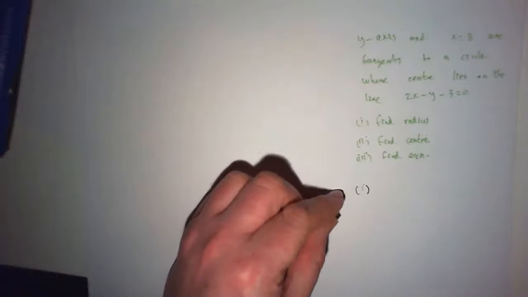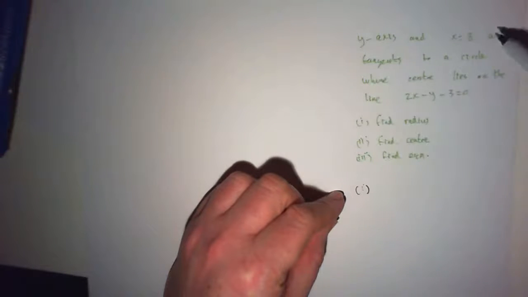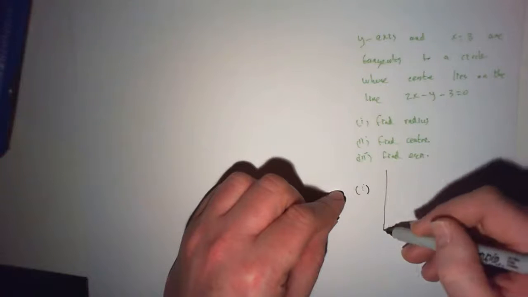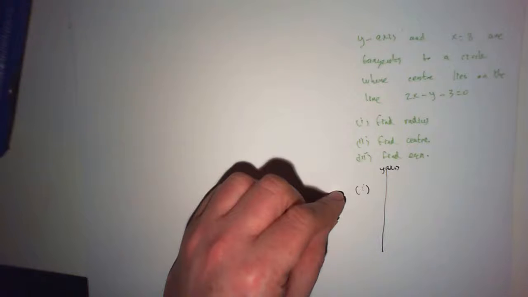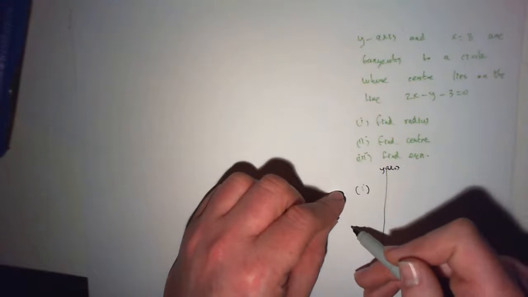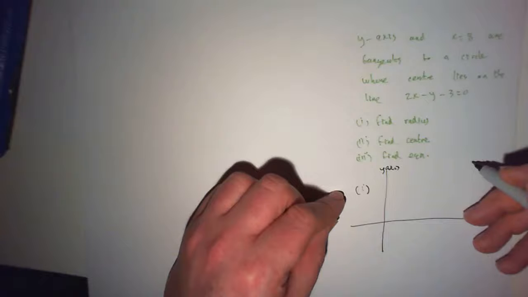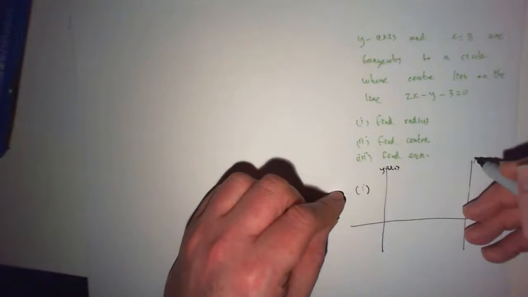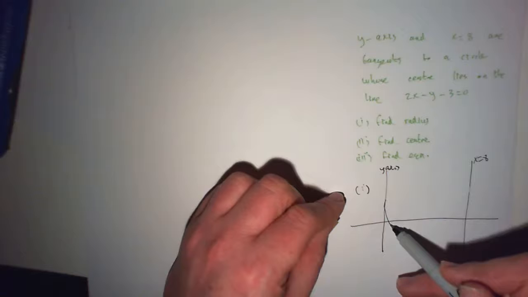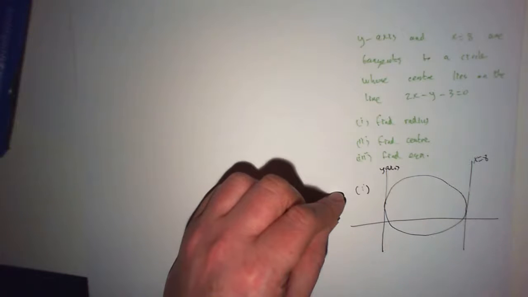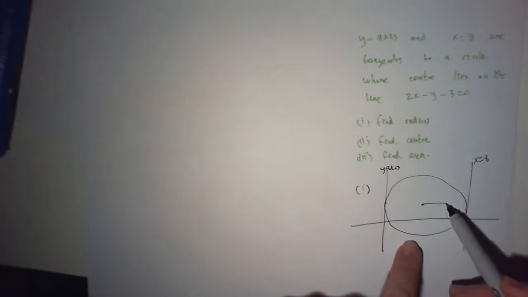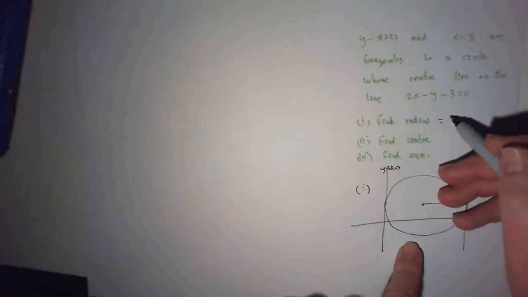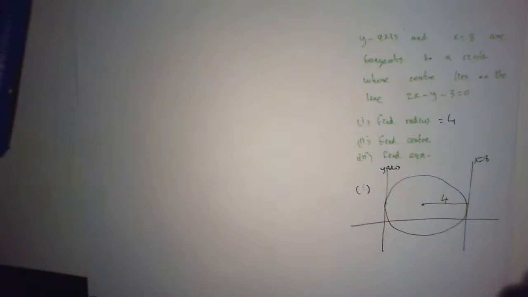The radius. Well, let's visualize the y-axis, there's the y-axis there, and then let's visualize x equal to 8. So x equal to 8 would be somewhere out here. The circle is sandwiched between those 2 lines. I don't know exactly where it is, I don't know its center, but I do know that one end of it is there and the other end is there. So that's a distance of 8, which means the radius is 4. That's pretty obvious.